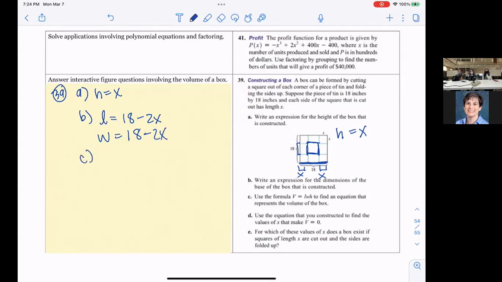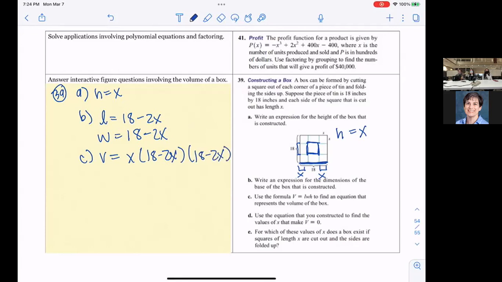Then for C, use the formula volume equals length times width times height to find an equation that represents the volume of the box. So the volume is just each of these pieces multiplied by each other. We're gonna have an X, and then an 18 minus 2X, and then another 18 minus 2X.